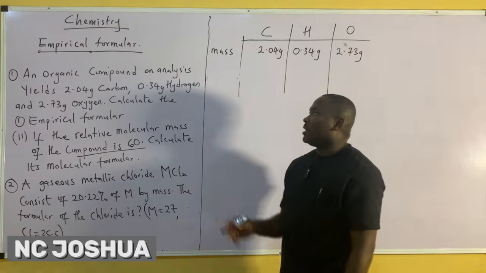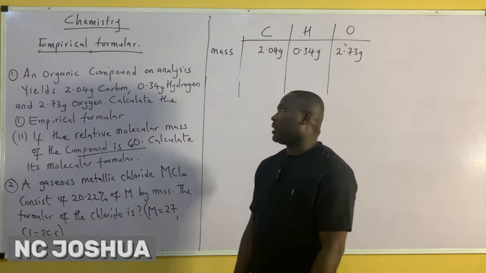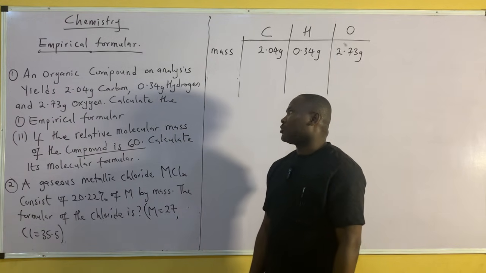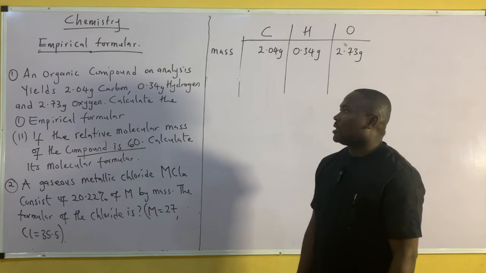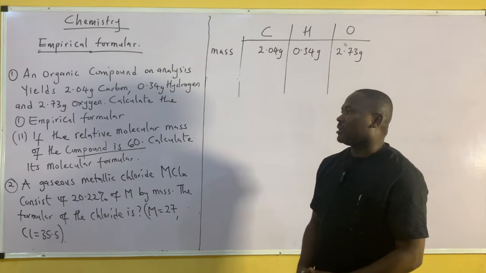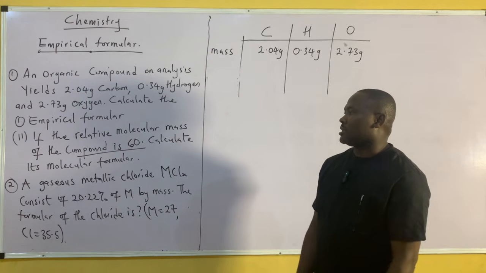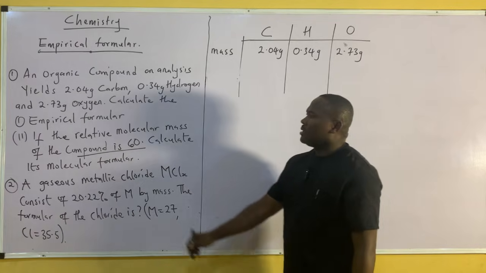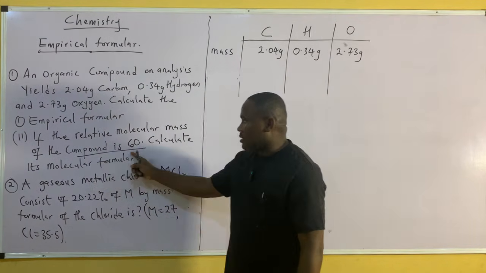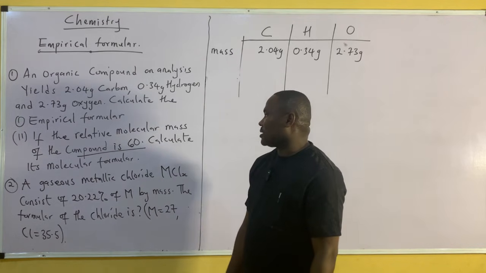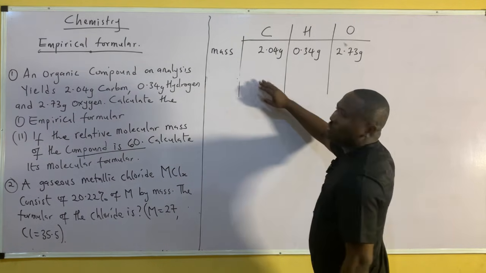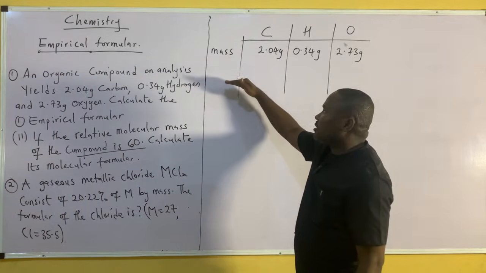Let's look at an example on the empirical formula. An organic compound on analysis yields 2.04 grams carbon, 0.34 grams hydrogen, and 2.73 grams oxygen. Calculate the empirical formula. If the relative molecular mass of the compound is 60, calculate the molecular formula. Note how important this is.